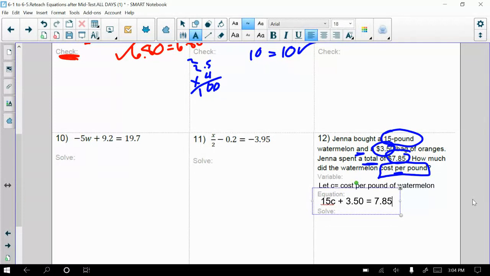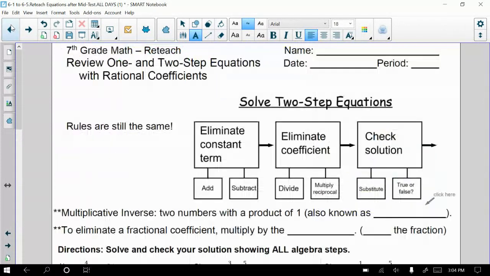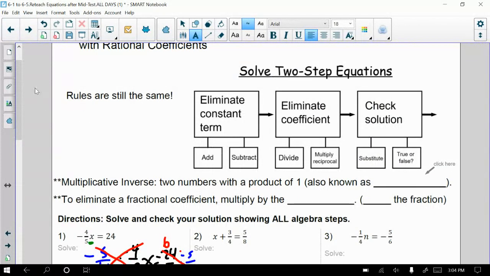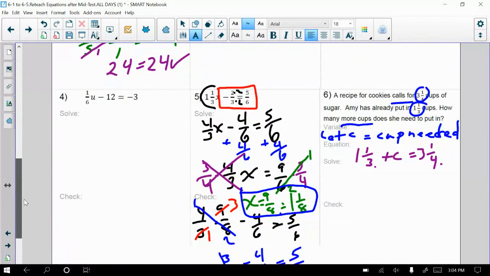All right, so make sure you're going through and doing each of these out carefully. All right, like I said, these are a lot like the ones on the first page. Get rid of the constant first, then the other.